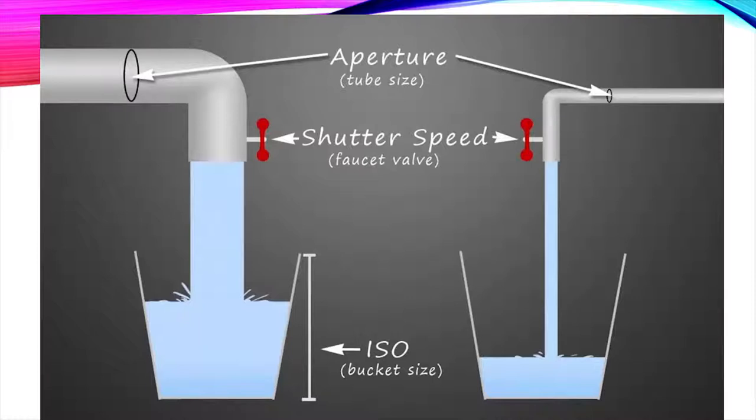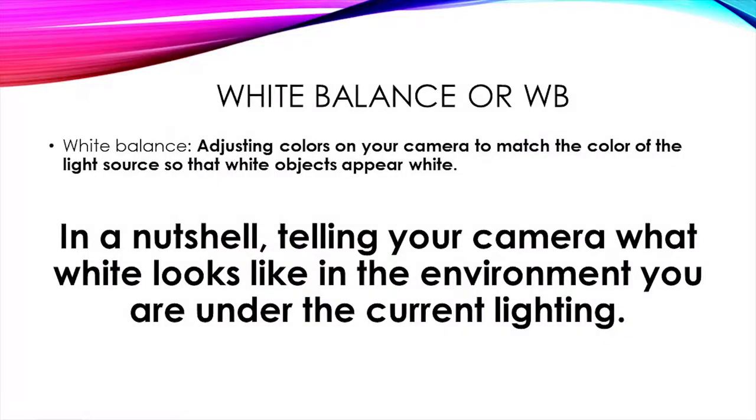Now, going furthermore, it's important to talk about white balance, which also is something very important for using your camera in manual mode. Some people have their pictures really, really red once they turn their camera to manual mode. That's probably because your white balance is on auto setting. Now, to correct this, let's even talk about what white balancing is. What is white balance? White balance is basically adjusting colors on your camera to match the color of the light source so that the white objects appear white. So in simple form, it's just basically telling your camera that, see, in this environment where I am right now, this is what white looks like.